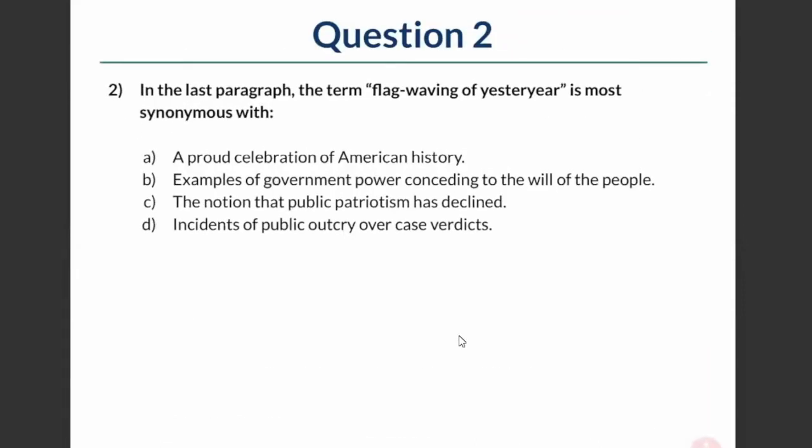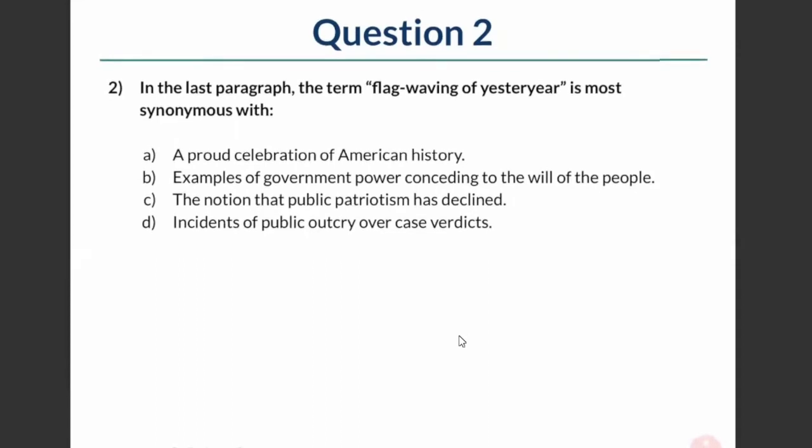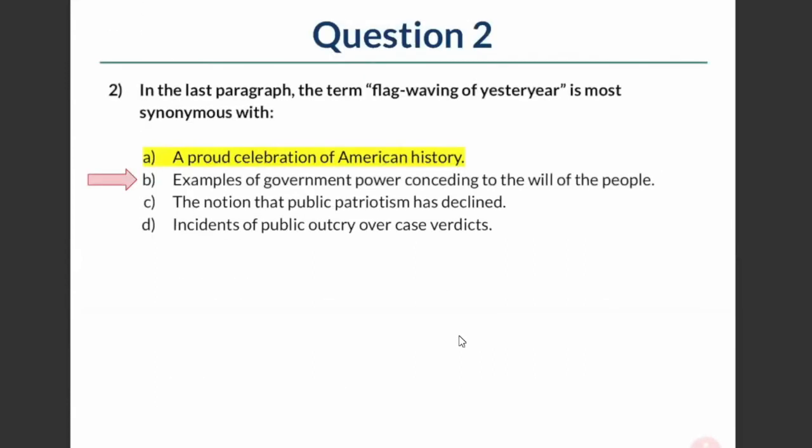Lastly, incidents of public outcry over case verdicts. That's not really what they're getting to here. They're talking about these stories that have been brought up in the passage in order to illustrate the power of a jury. So D we can eliminate as well, and we are left with answer choice A as the best explanation for what flag waving of yesteryear means in the context of this passage. In this case, B was our principal distractor, but when we really took a look at it and considered it in the context of the author's overall argument, it was not a fit.